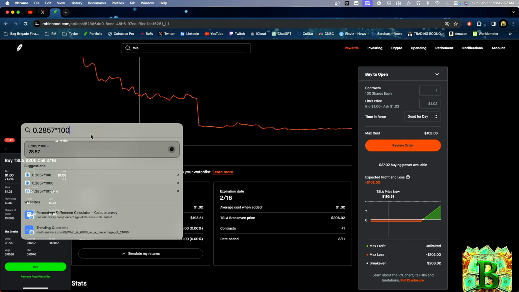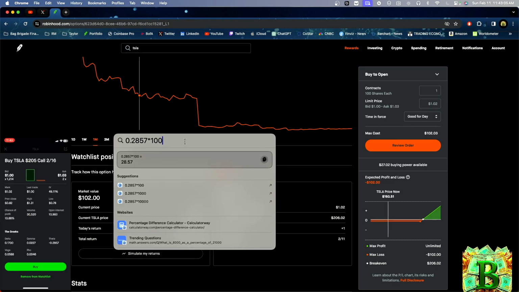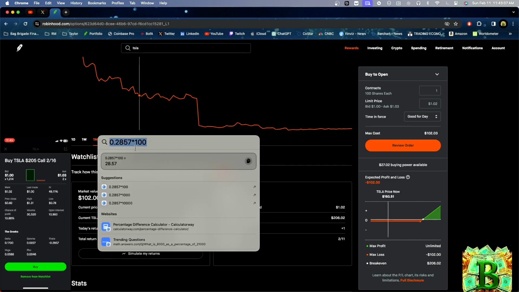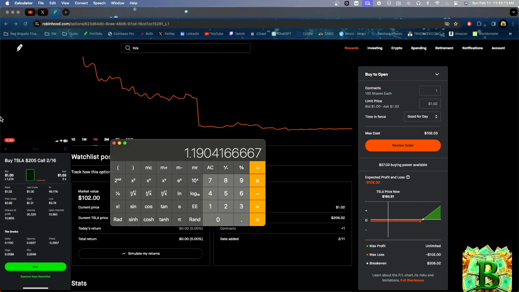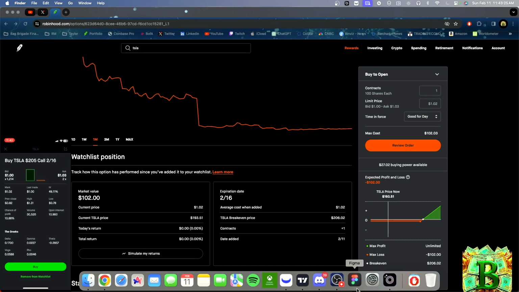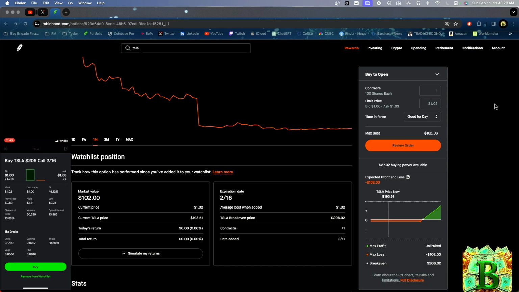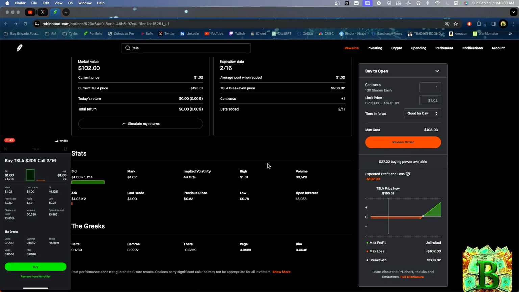Basically, your contract is losing $28.57 every single day. You can get even more granular with that and see how much it's actually losing per hour if you want to. So 28.57 divided by 24. Well, now you're looking at about $1.20 for every hour if it stays stagnant. Now you can get as granular as you want with that, but we don't need to get that complicated. Just understand that is how you calculate your time decay.